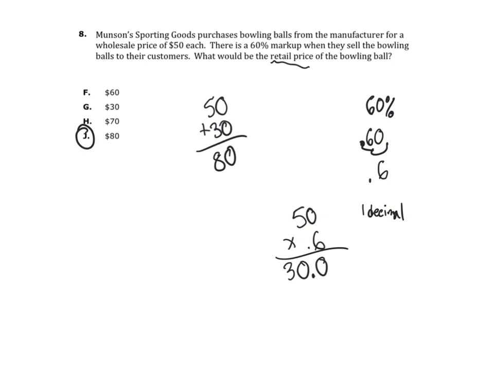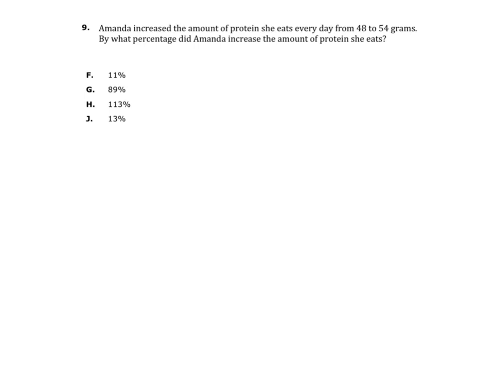Please show all of your work and your test corrections. Number 9 says Amanda increased the amount of protein she eats every day from 48 to 54 grams. By what percentage did Amanda increase the amount of protein she eats? So in this problem, we are going to make a proportion. Remember, in the proportion, we have the amount of change over the original, and we have X over 100%.